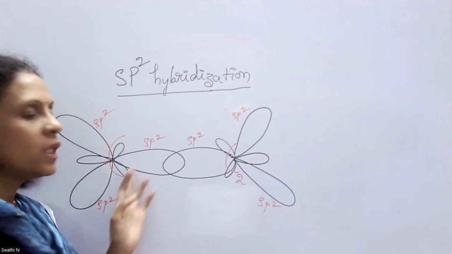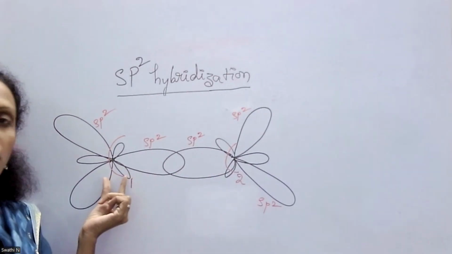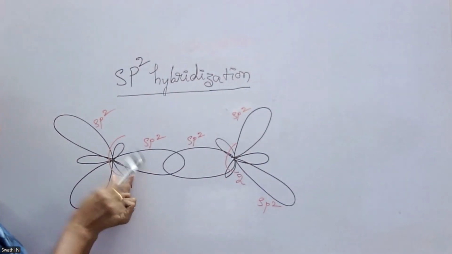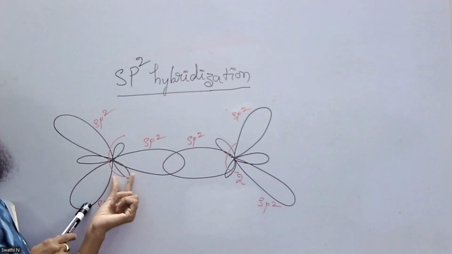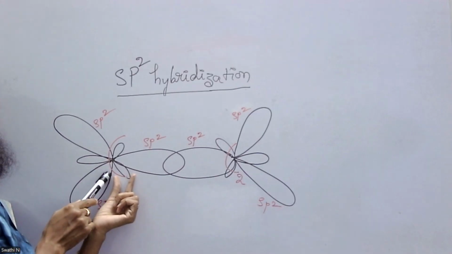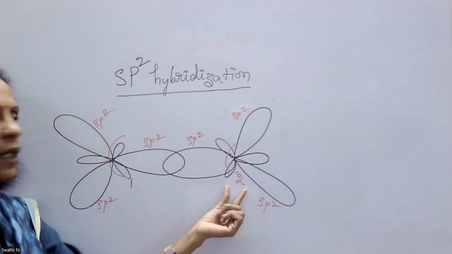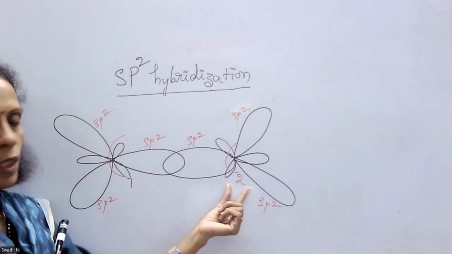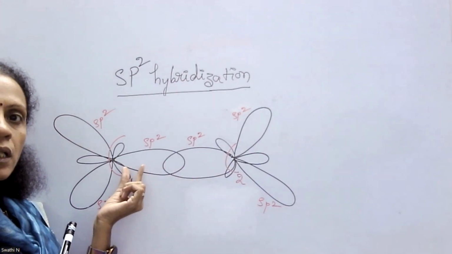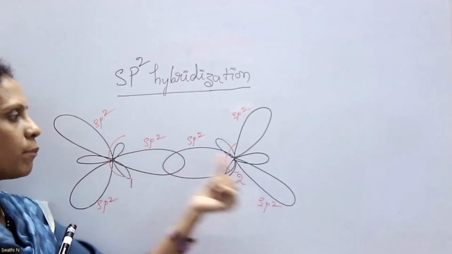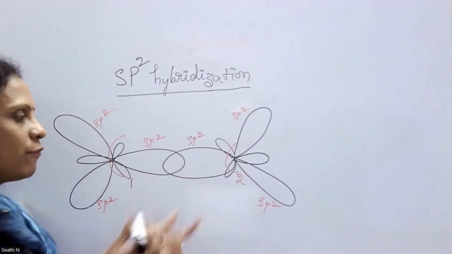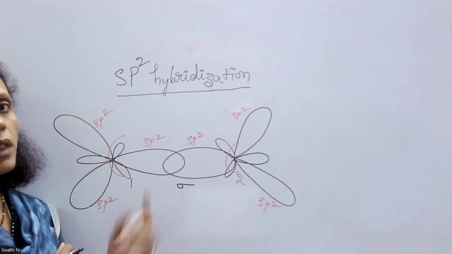So here I have shown 2 carbon atoms. With respect to each carbon atom, the hybridization is sp2. So you can see here 1, 2, 3 sp2 hybrid orbitals are arranged across the first carbon atom. Similarly, the arrangement of 3 sp2 hybrid orbitals across the second carbon atom is also shown. So here you can see the sp2 hybrid orbitals of each carbon are involved in the overlapping. So this is how there will be formation of one sigma bond between both the carbon atoms.